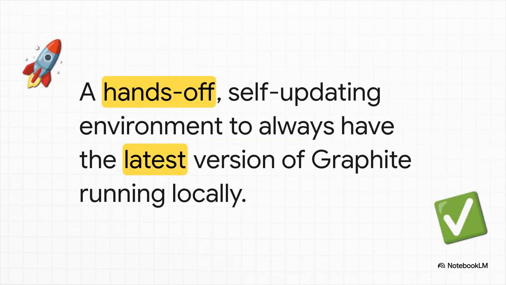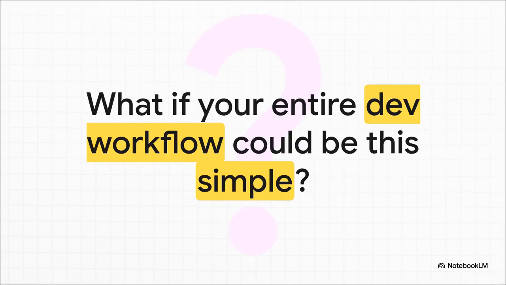So what's the big takeaway here? This project totally delivers on its promise. It gives you this zero-maintenance, hands-off way to always have the latest and greatest version of Graphite running on your machine. For a project that moves as fast as Graphite does, this is an absolute game-changer. And that kind of leaves us with one final thought, doesn't it? This is a brilliant, elegant solution for one specific project. But it makes you wonder, what other parts of our daily development workflow are we just putting up with? What else could we put on autopilot so we can get back to focusing on what really matters?